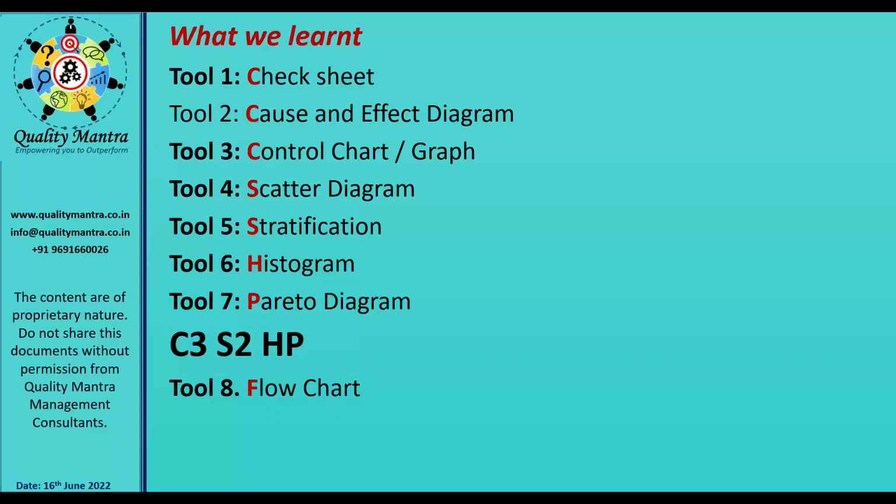Then tool number 7 is the Pareto diagram, a stratified bar chart with the data arranged in descending order and with a line showing the cumulative percentage. The 80-20 rule tells you: vital few, trivial many. You have to focus on the vitals, vital organs. Like in our body there are vital organs, in an organization there are vital issues. You have to focus on the vital issues.